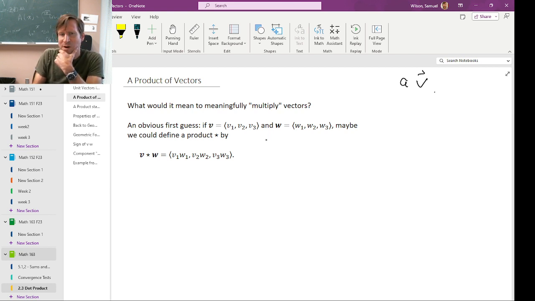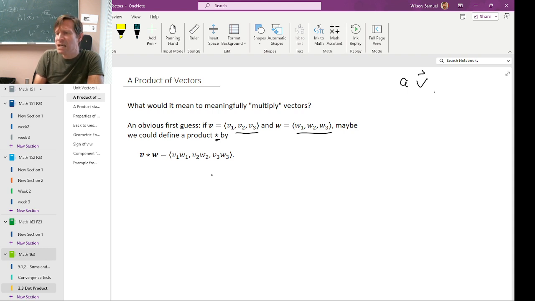Your first guess might be just to say, well, look, addition of vectors and scalar products of vectors just happen component by component, so shouldn't we do the same thing to multiply vectors? So if we have a vector v that's v1, v2, v3, and a vector w that's w1, w2, w3, then maybe we should define a product, which I'm calling star for my own reasons. Shouldn't we define this product to just be v1 times w1, v2 times w2, v3 times w3? This seems like a perfectly sensible way to define multiplication of two vectors.